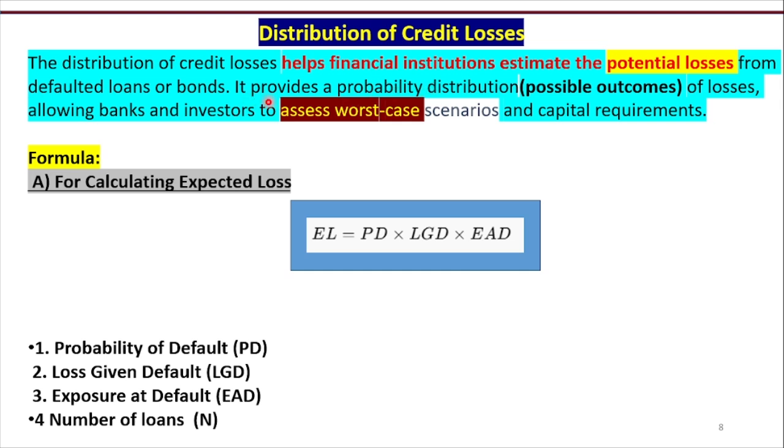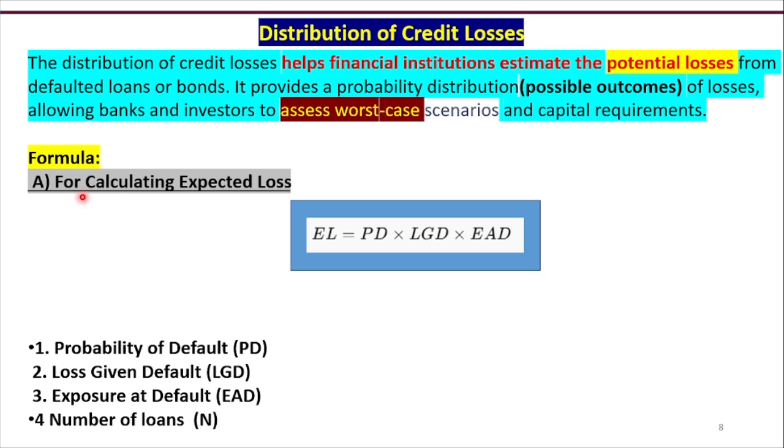Okay, so it provides a probability distribution of possible outcomes. We're talking about the possible outcomes of losses, allowing banks and investors to assess the worst case that could happen in future, worst case scenarios and capital requirements. The distribution talks about this. Okay, let's see the formula. We can also understand this with the help of a numerical. Before doing the numerical, we have to learn the steps or formula, which is very important for performing any kind of numerical or getting any result.